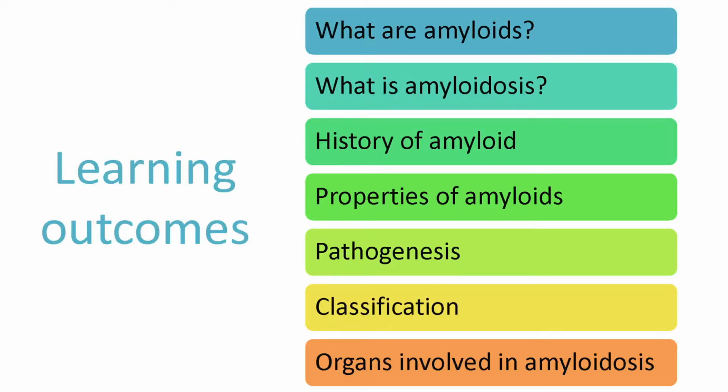So in this small session, we would be covering what is amyloid, what is amyloidosis, a brief history about amyloids, the properties of amyloids, pathogenesis, classification and the organs which are involved in amyloidogenesis.